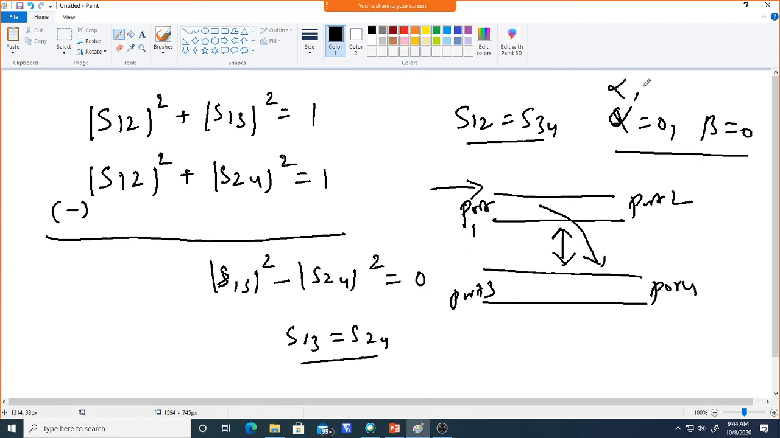If alpha and beta are not equal to 0, then the power is coupled from port 1 to port 4, that is the coupled port. And if alpha equal to 0, beta equal to 0, these ports are completely decoupled, and there is no power flowing from port 1 to the coupled port. So this is the directional coupler.